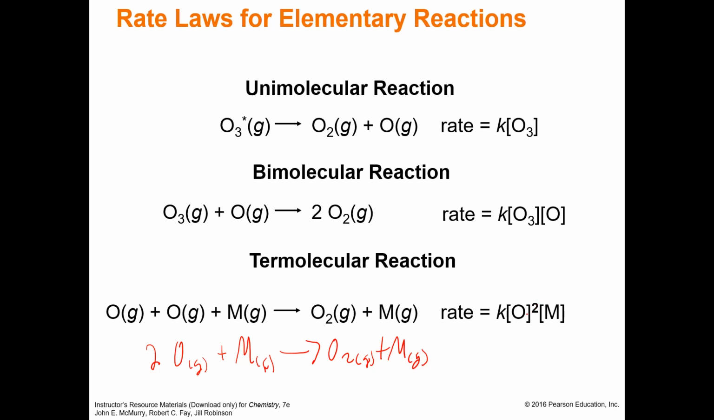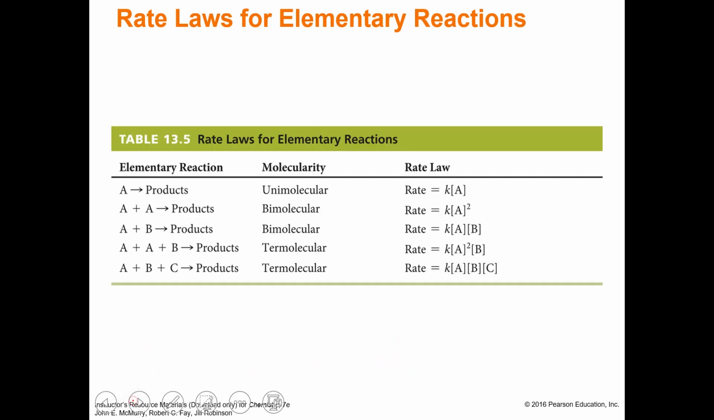So this only works for elementary reactions. I want to stress that point that you can only use the coefficients as the rate orders if you have an elementary reaction, never for an overall reaction. So this gives you some examples of rate laws for different molecularities. If things are unimolecular, bimolecular, or termolecular, you can see the rate laws follow from the elementary reactions.